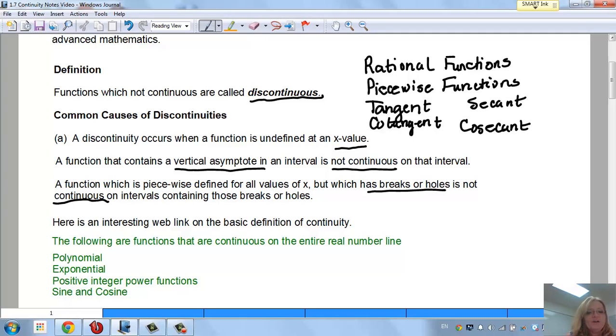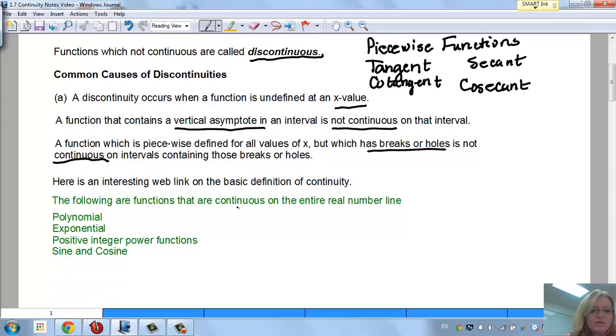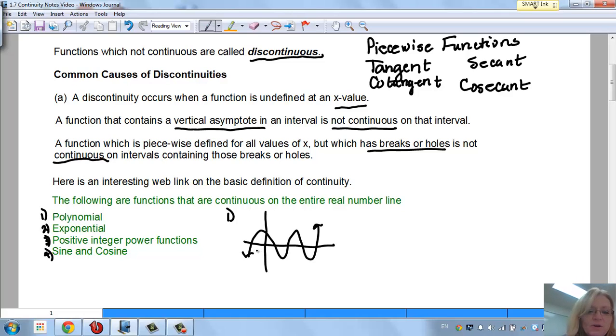The following are functions that are continuous on the entire real number line. So let's look at it. A polynomial function. So let's call this 1, 2, 3, 4. So let's do a little picture of each. All right. A polynomial function, which we talked about. So here's number 1. So I'm going to do a little sketch here. And polynomial functions had a lot of turns and whatever. And notice there's no breaks. I didn't pick up my pencil once. So that is continuous on the entire number line.